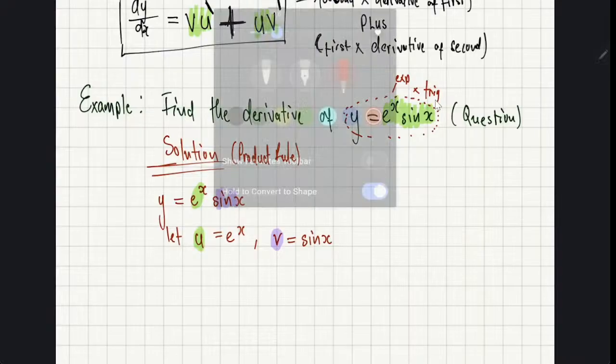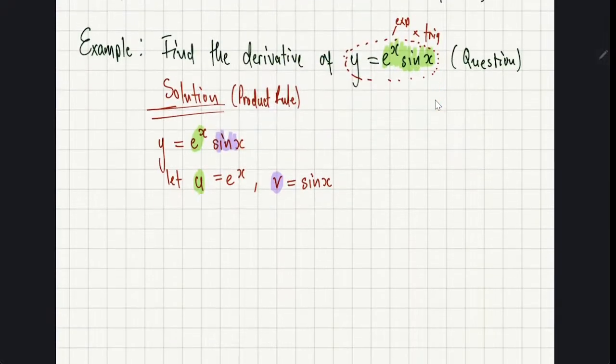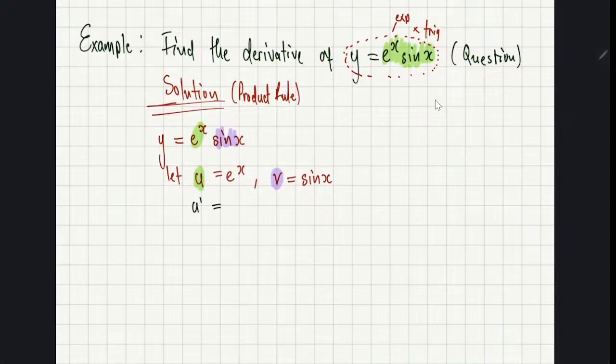Now, differentiate them both. U prime is, what is the derivative of e to the x according to our table? Derivative of e to the x is what? It is e to the x. So we say e to the x. Then we differentiate v, because we're going to need them. What is v prime according to the table? What is the derivative of sine x according to our table?